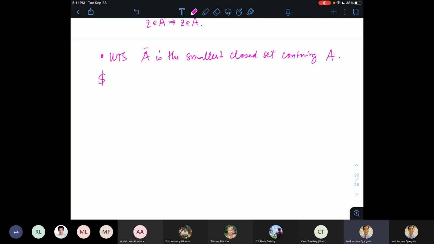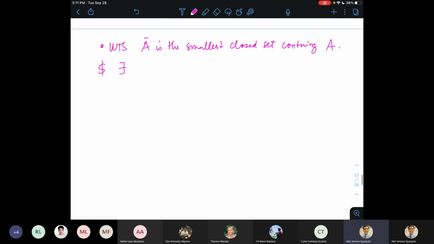Okay. And I will prove this by contradiction. So I will suppose there exists a closed set B in R such that A is contained in B, but B is smaller than A bar. So kunwari, hindi si A bar yung smallest closed set na naglalaman kay A. So suppose there is an intermediate set B, okay, na closed din.